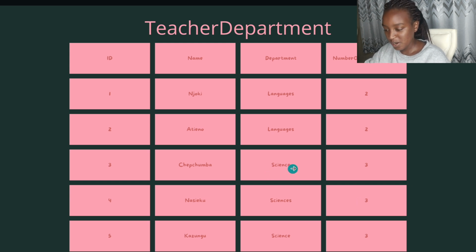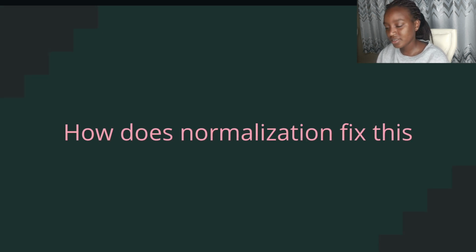So here, when we changed the sciences department to science, we had to change for Chepchumba, we had to change for Nasieku, and we had to change for Kazungu. So that's repetitive for one. And then the second thing is we ended up missing Nasieku and left it as sciences. So that introduces an issue that we didn't have where we have the wrong value in that case. So that is what we mean when we talk about update anomaly. So this is what normalization fixes for.